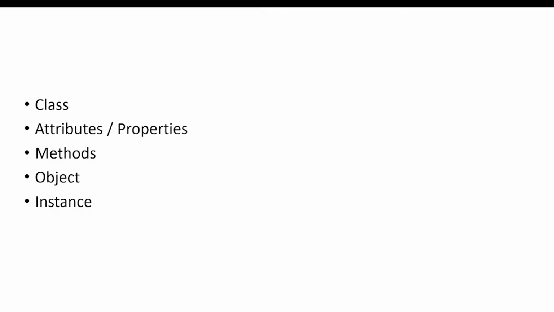These are a few terms we are going to use more and more in OOP programming: class, attributes or properties, and methods, which are basically the functions. Functions inside the class are called methods. Then object and instance. Let's see a brief definition of each of these terms.